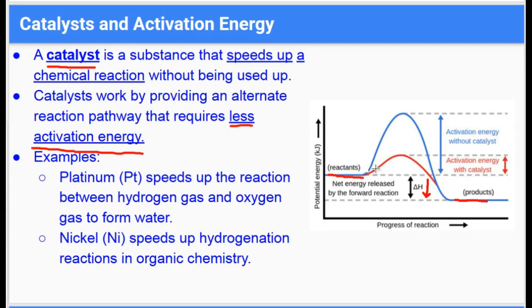But what we want to see here is without a catalyst. So you can see the activation energy required without a catalyst requires a lot of activation energy to get the chemical reaction started. With the catalyst, with the substance that's going to speed up the chemical reaction, it reduces the amount of activation energy required. So it requires much less activation energy. Therefore, the chemical reaction is going to happen much faster.